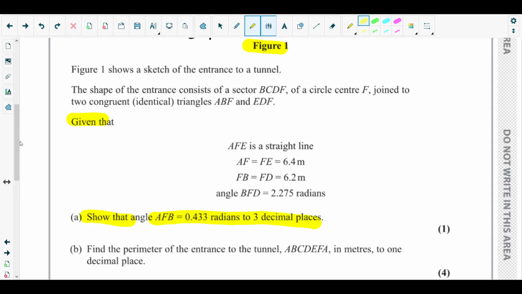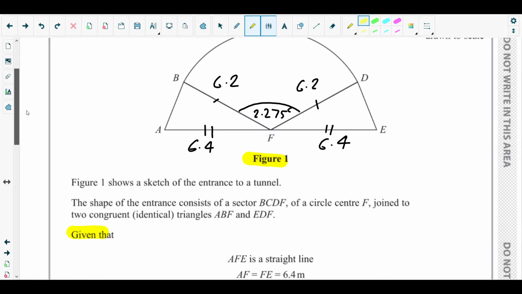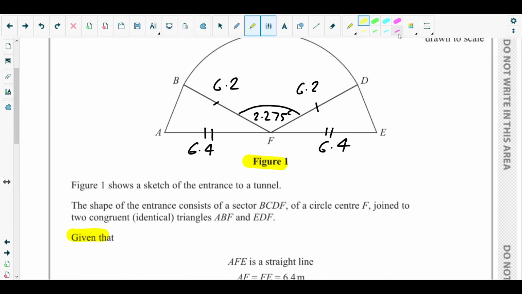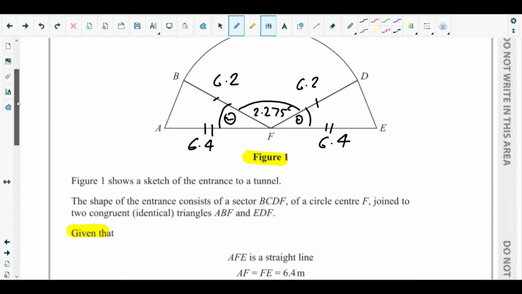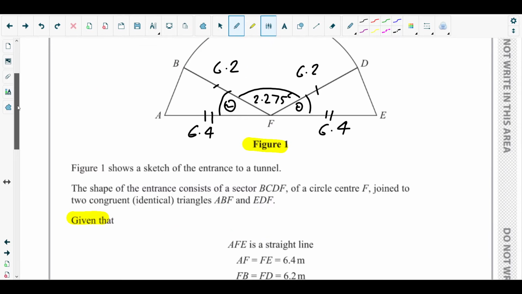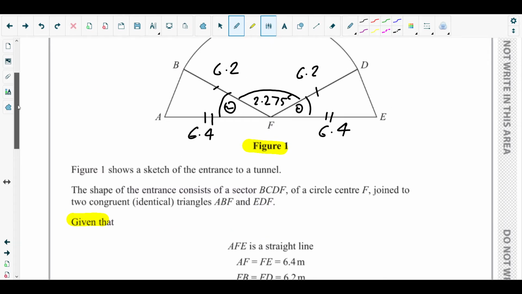So part A: they are asking us to show that angle AFB equals 0.433 radians to 3 decimal places. We need to find angle AFB. We know that AFB and DFE are both equal. If this is theta, then this is also theta. And AFE is a horizontal straight line, so its angle is pi radians, 180 degrees.